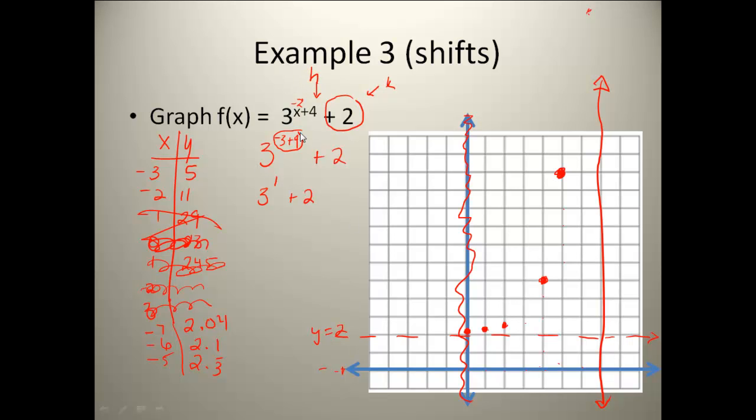And now the same thing, the reason my points are farther to the left is because I have a shift of 4 to the left. So everything got shifted 4 to the left and 2 up. So now that I have my asymptote in there and my points plotted, I can sketch my graph in there. Whoops, it should not come up there.